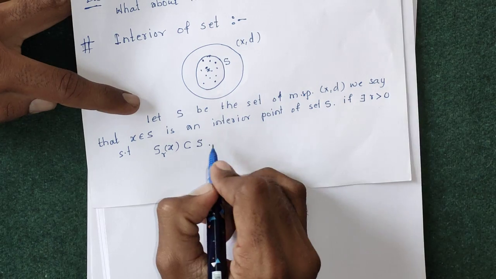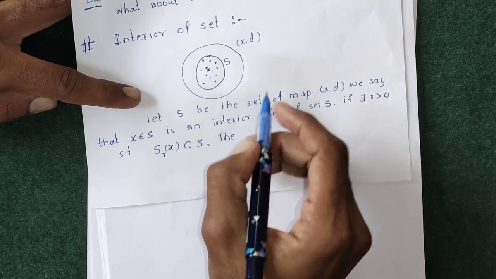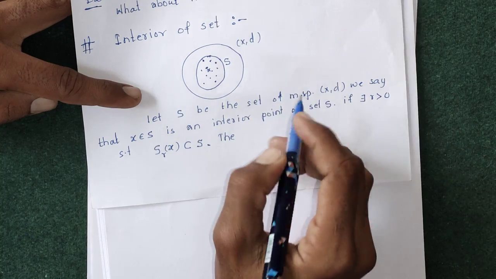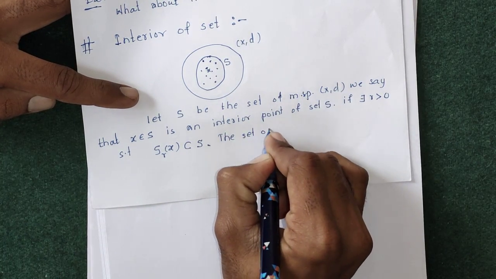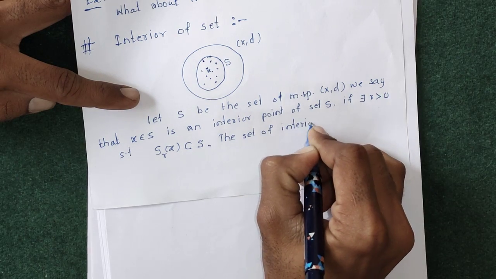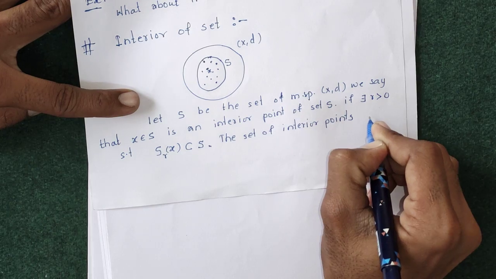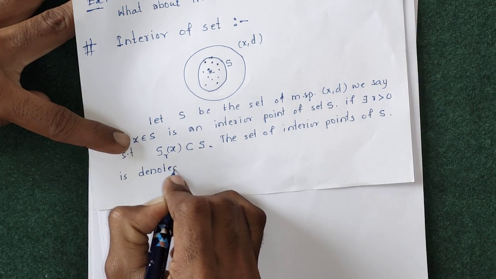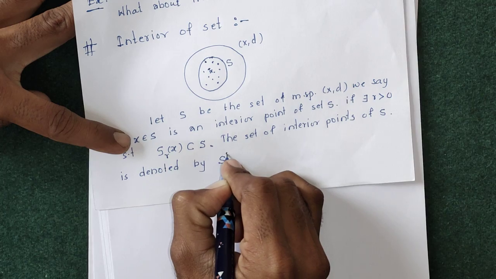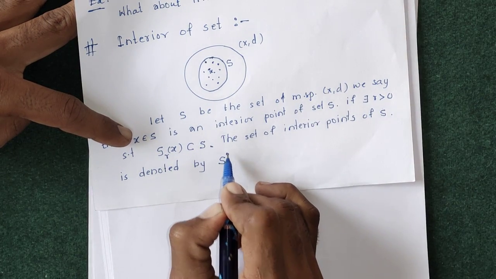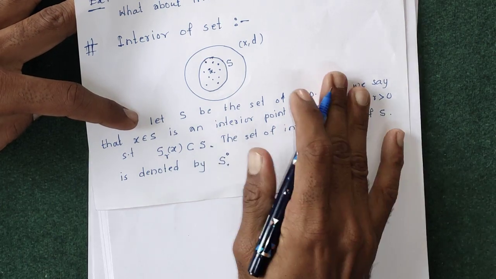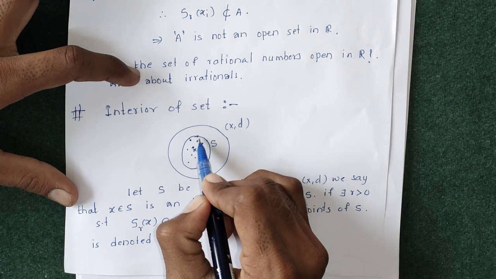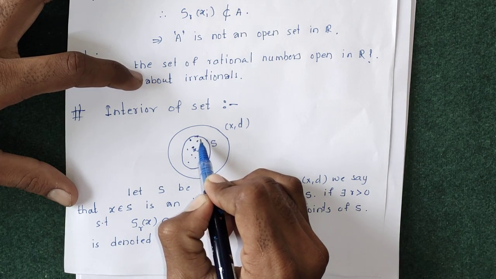Also the notation of the interior of set S: suppose points 1, 2, 3, 4 up to infinitely many points are interior points of set S. Then the set of interior points of S is denoted by S interior, that is S with a small o, S^o. This is the notation of the interior of set S. The point x belonging to S is said to be interior if there exists some radius r greater than 0 so that the open sphere lies inside this S.